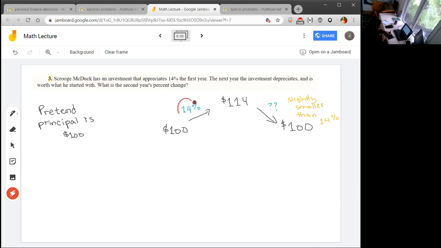The same percent of a bigger number would be a bigger change. Just like 14% of Bill Gates's income is a lot bigger than 14% of my income. Same percent of a bigger number is bigger. So since the peak amount he has is bigger, we need a slightly smaller percentage to compensate so that we still go down exactly $14. Otherwise, we're going to kind of overshoot.